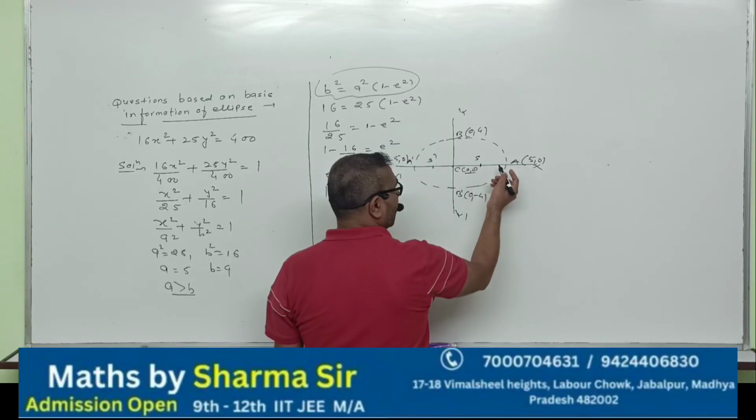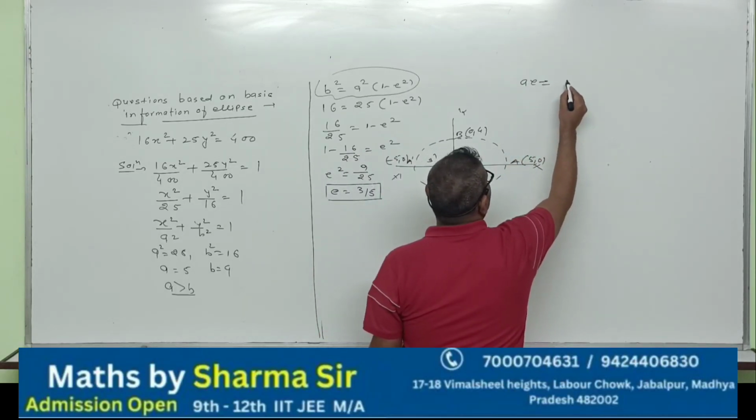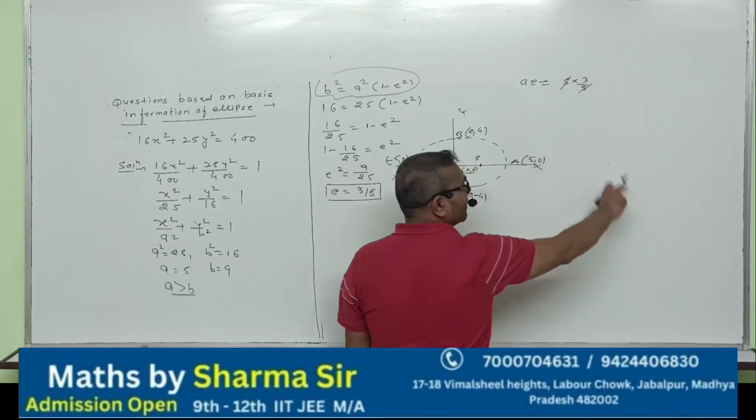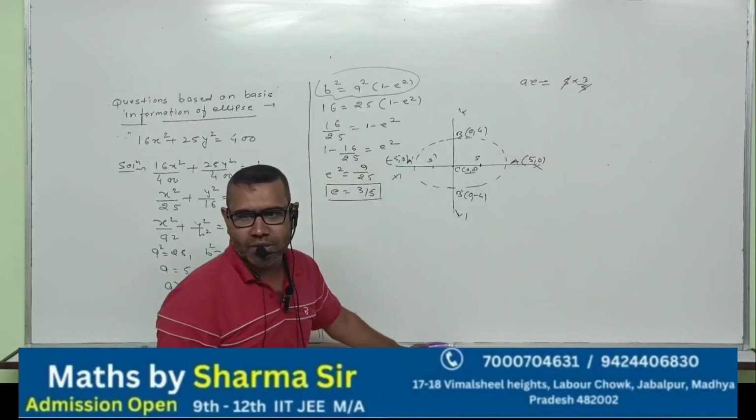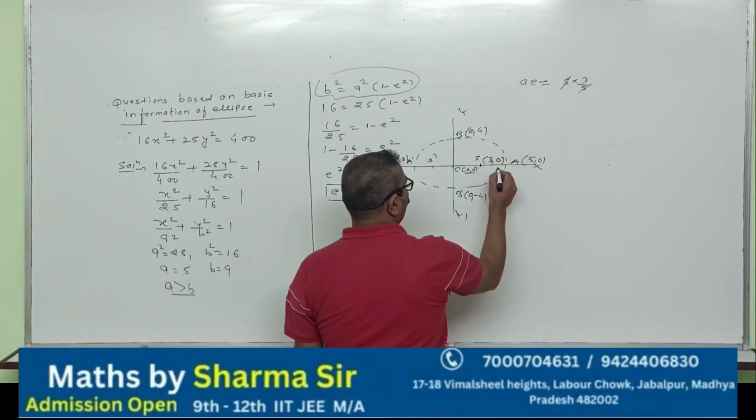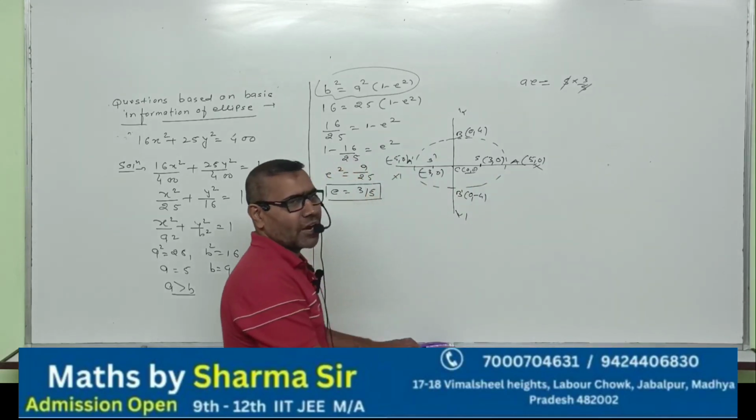This is ae, 0. ae will be what? a is 5, e is 3/5, which will get cancelled out. So ae is going to be 3. So finally this focus is going to be 3, 0. So S dash is going to be minus 3, 0, if I am not wrong.